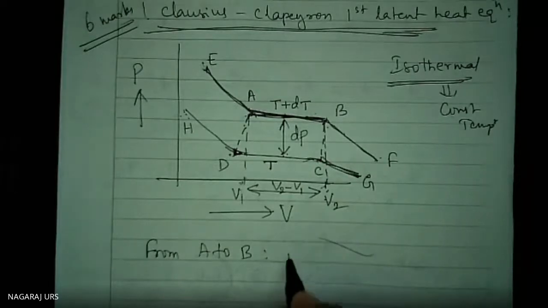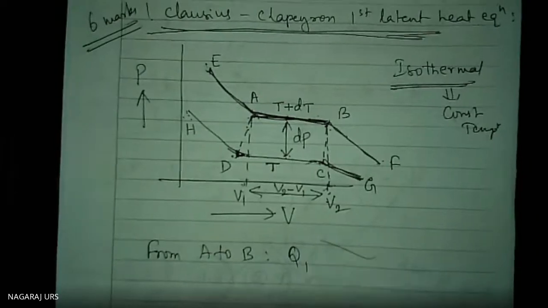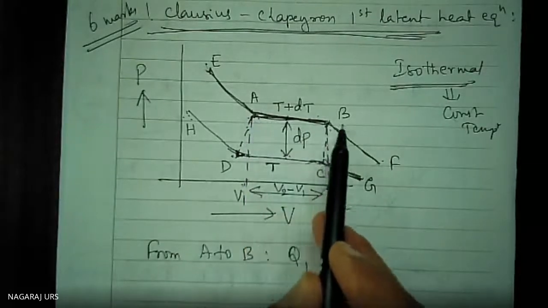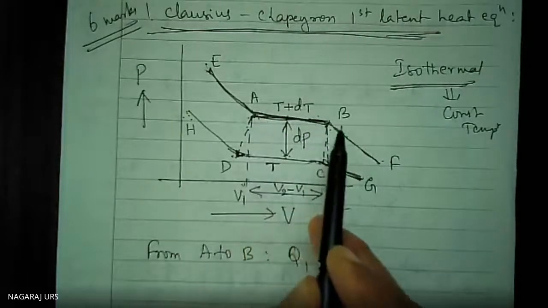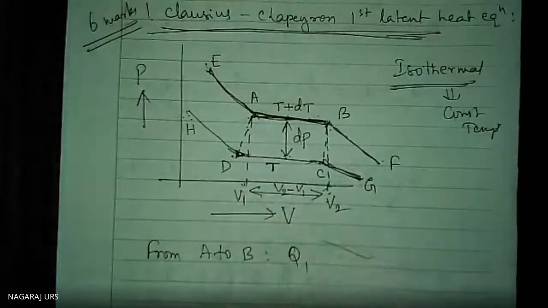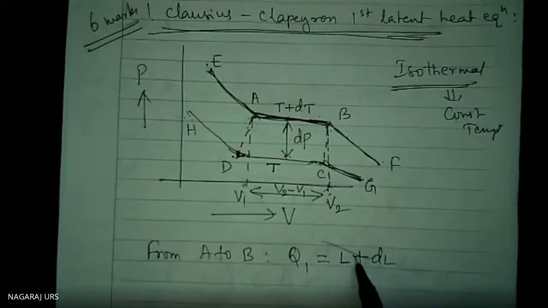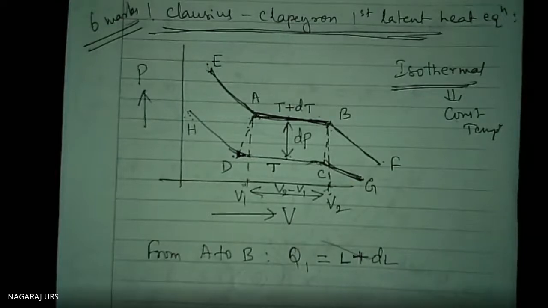I will consider A to B. The quantity of heat, whatever it is absorbing, I will write Q1. Because it is absorbing the heat, it is converting liquid to vapor. It goes on converting liquid to vapor. The total amount of heat energy it is absorbing is given by Q1 is equal to L plus dL. This is the amount of heat energy it is absorbing.